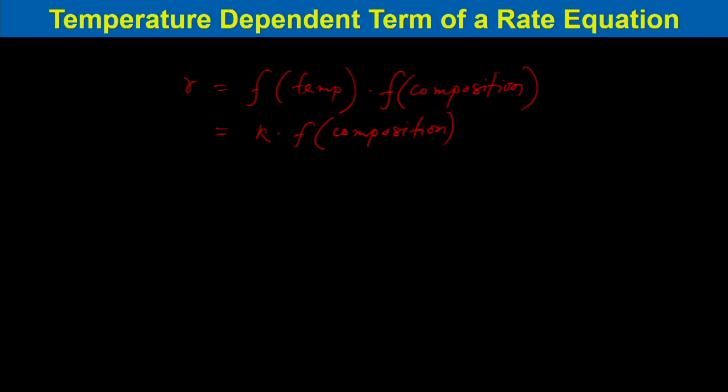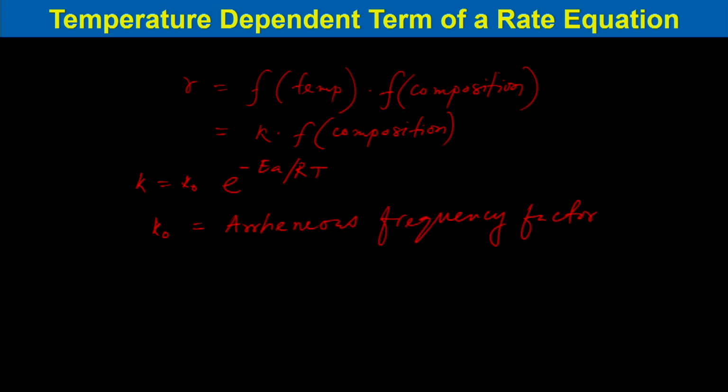The temperature dependent term can be related with the activation energy, and the equation is k is equal to k naught into e to the power minus E_A by RT, where k naught is the Arrhenius frequency factor and E_A is the activation energy.